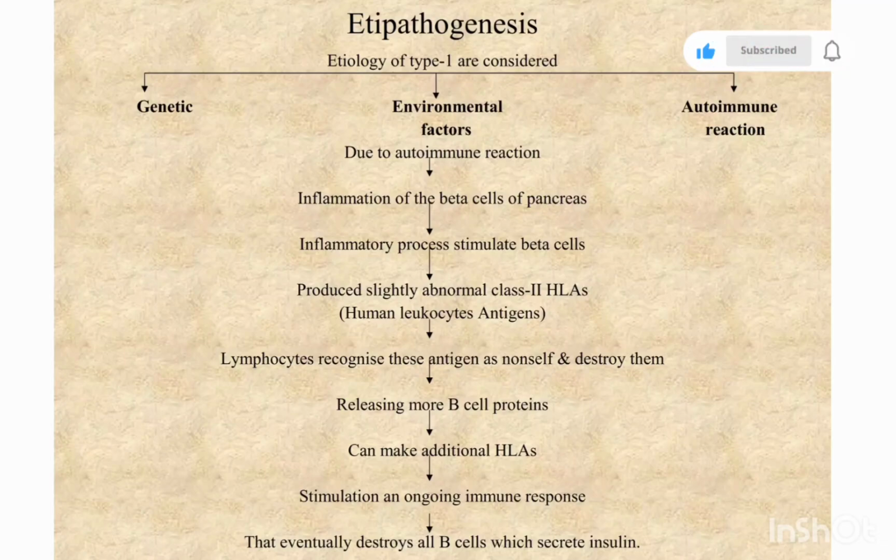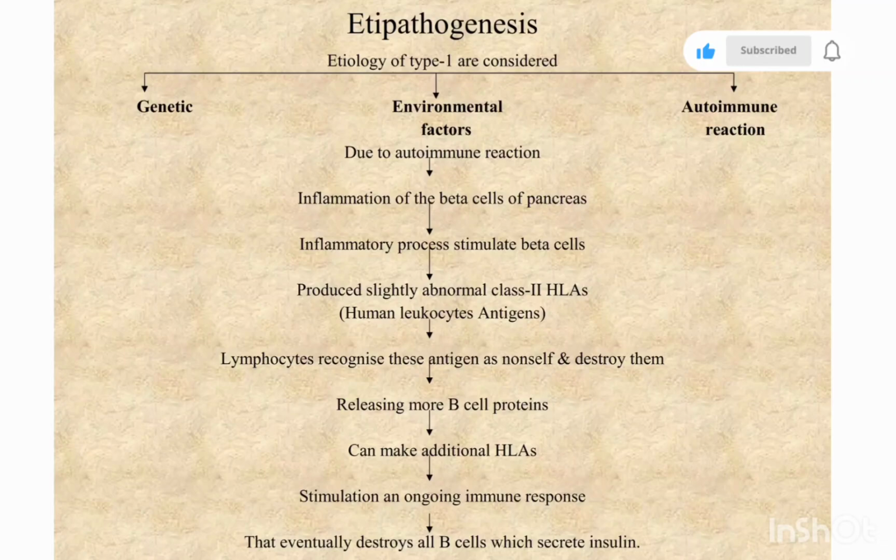Next, we'll see about the etiopathogenesis. There are three factors: genetic, environmental, and autoimmune reactions. In the etiology of type 1, environmental factors are considered to cause an autoimmune reaction which leads to inflammation of the beta cells of the pancreas.